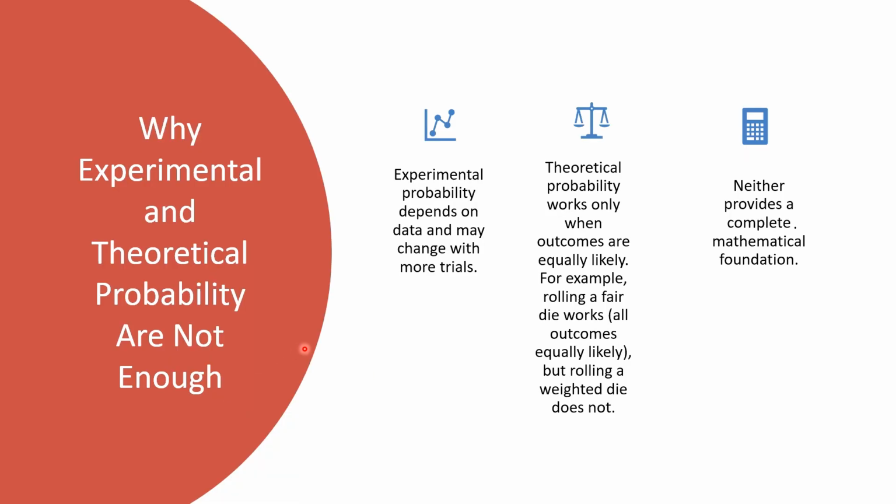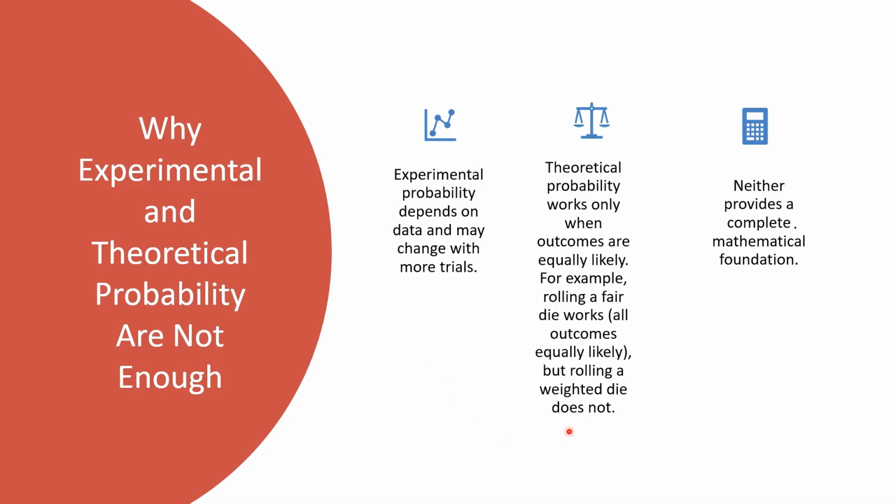So why are experimental and theoretical probability not enough? We've got a prior video of mine where I went over experimental and theoretical probability. I've got a link to that video at the end of this one. In experimental probability, it depends on the data and may change with more trials. So it's not a set thing. It can change, and that's not good in mathematics. You have to take that into account.